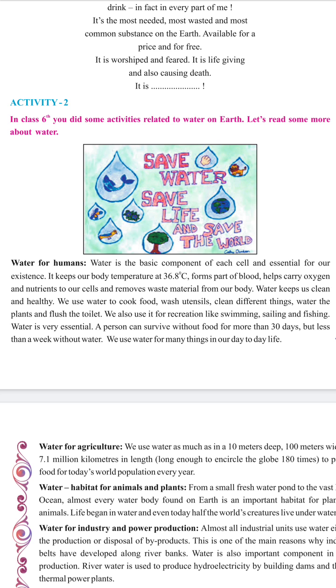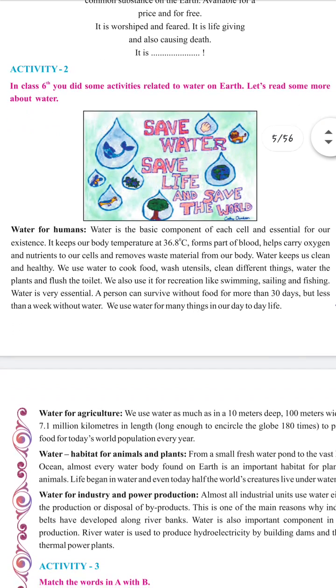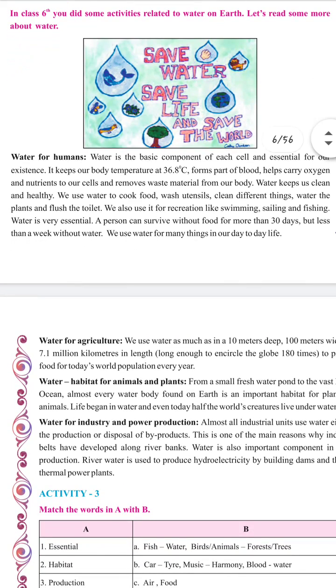So water is the basic component of each cell and essential for our existence. It keeps our body temperature at 36.8 degrees C. C means Celsius. So the topic discusses water. We all know that water is the basic component of each cell present inside your body, and for the existence of all those cells, water becomes one of the most important things. If the level of water goes down, the cell dies off.